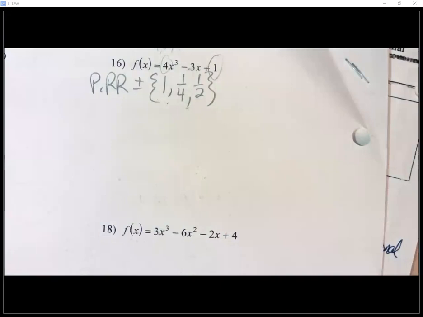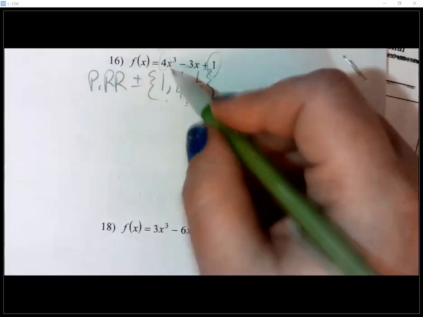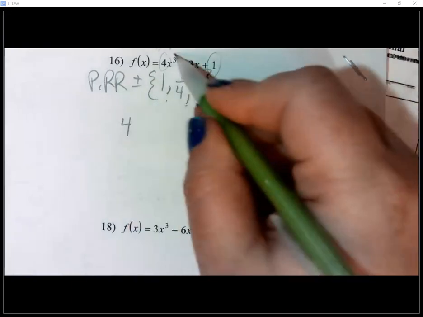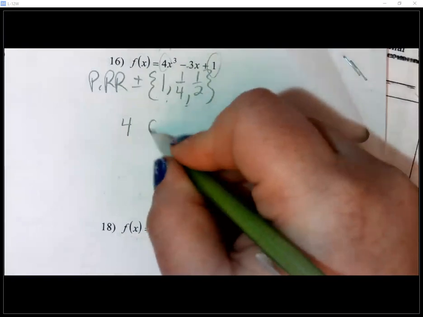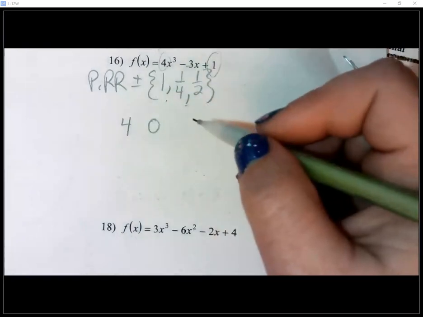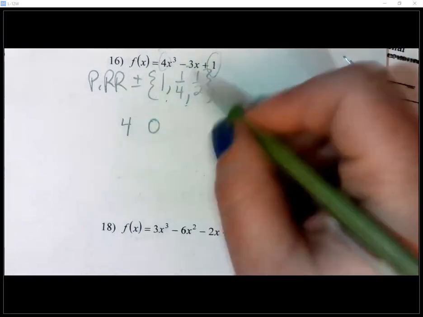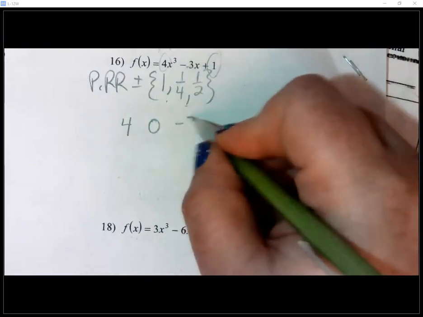Now I need to do synthetic division until someone gives me a remainder of 0. When you go to do synthetic, I hope you remember I have x to the 3rd, but I don't have an x squared term, so you have to put in a 0 right there. So there's 3, 2, my coefficient of x to the 1st is -3, and then 1.